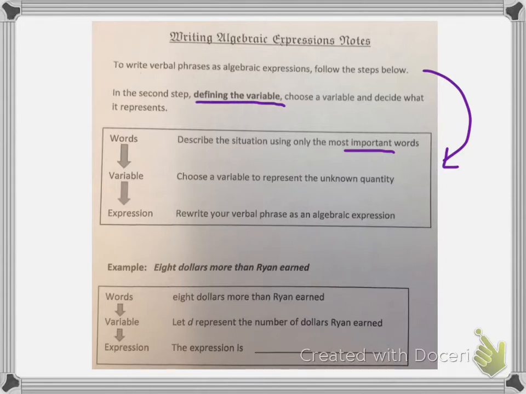That means that we choose the letter to represent the unknown, and decide what exactly it means, what it represents. And it needs to make sense within the context of the problem. So let's write that. Needs to make sense within the context of the problem. Okay? And then we rewrite our verbal phrase as an algebraic expression. Now remember, algebraic expressions have at least one variable and at least one operation.